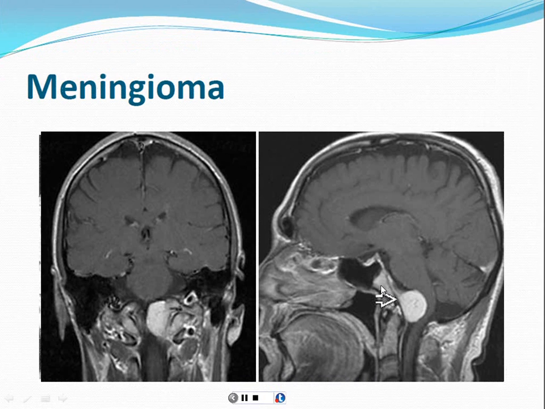This is just another example of a meningioma in a different location. Obviously, this is going to cause a little bit more problem where it is. It's pushing on the top of the spinal cord here, and it's going to obstruct the flow of CSF in and out of the spinal canal. So that one's got to go.